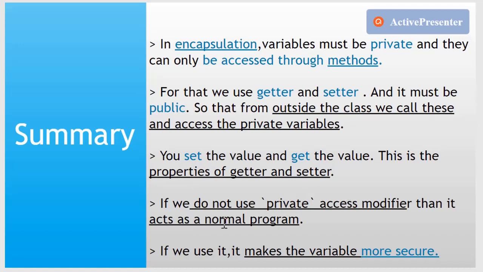If we don't use the private access modifier, then it acts as a normal program, and you can access it from another class. If we use it, it makes the variable more secure.